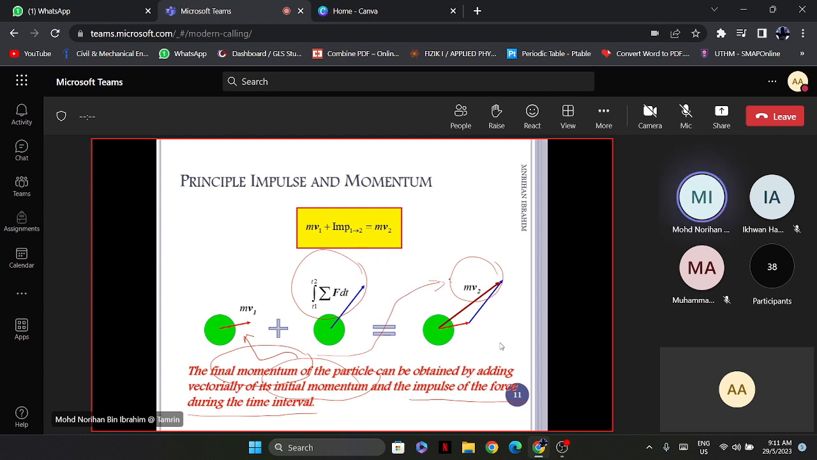Okay, so when we talk about this principle of impulse and momentum, it relates mass, velocity, force, and also time, dt. dt represents time. That is the equation that needs to be used when we deal with impulse and momentum.